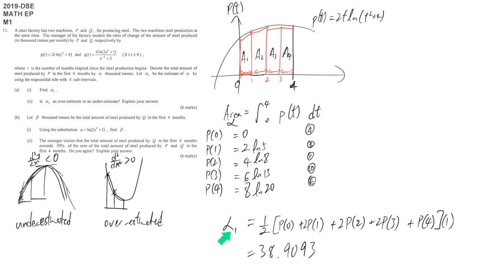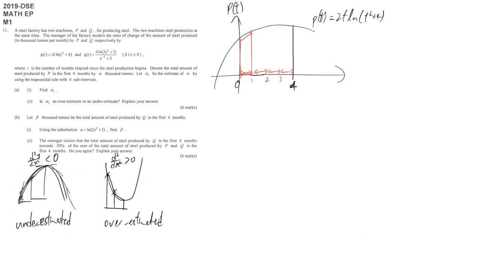Therefore, to know whether alpha is overestimated or underestimated, you have to remember the key is the second order derivative. We have to differentiate this curve twice to know whether this curve has a decreasing slope or an increasing slope. Remember, we care about the curve itself. We do not care about the area below it at this moment. So what you should do is differentiate the curve twice.